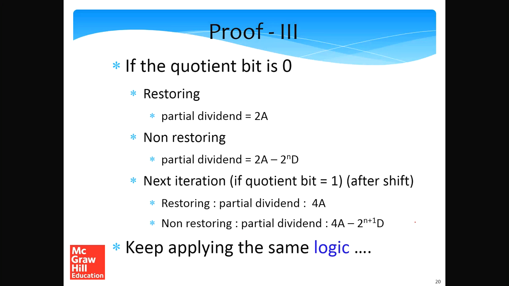Now let's say at some point the quotient bit is 0, then the partial dividend n dash in the case of restoring is 2a, and in the case of non-restoring is another value. Like that we can keep going, but we can easily prove that whenever the quotient bit is set to 1, the states of both the restoring and the non-restoring algorithms become the same.